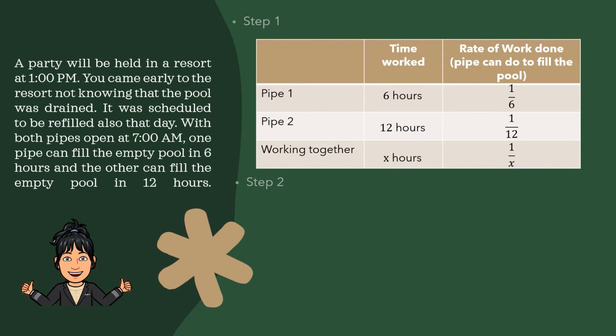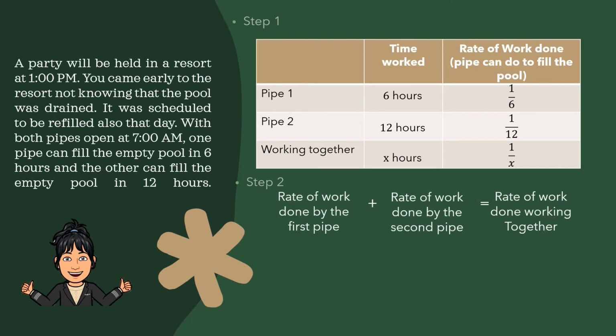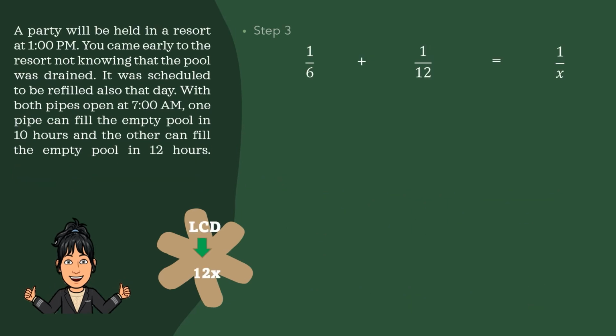So for step 2, the formula that we're going to use is rate of work done by first pipe plus rate of work done by the second pipe equals the rate of work done working together. Substituting the formula, we have 1/6 plus 1 over 12 is equal to 1 over x. Since we already know the formula that we are going to use, that is 1 over 6 plus 1 over 12 equals 1 over x, we are now ready to solve the unknown.